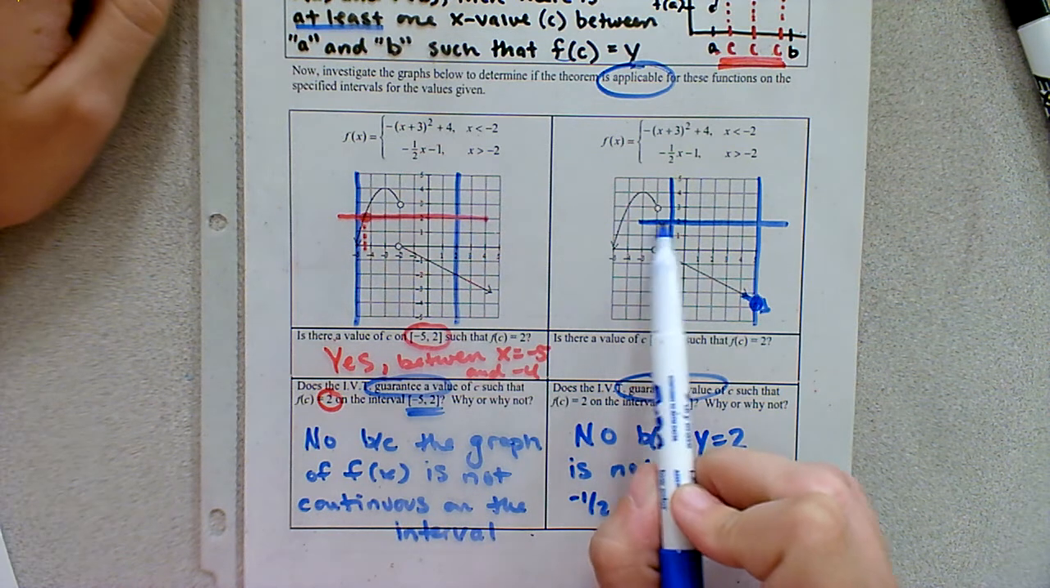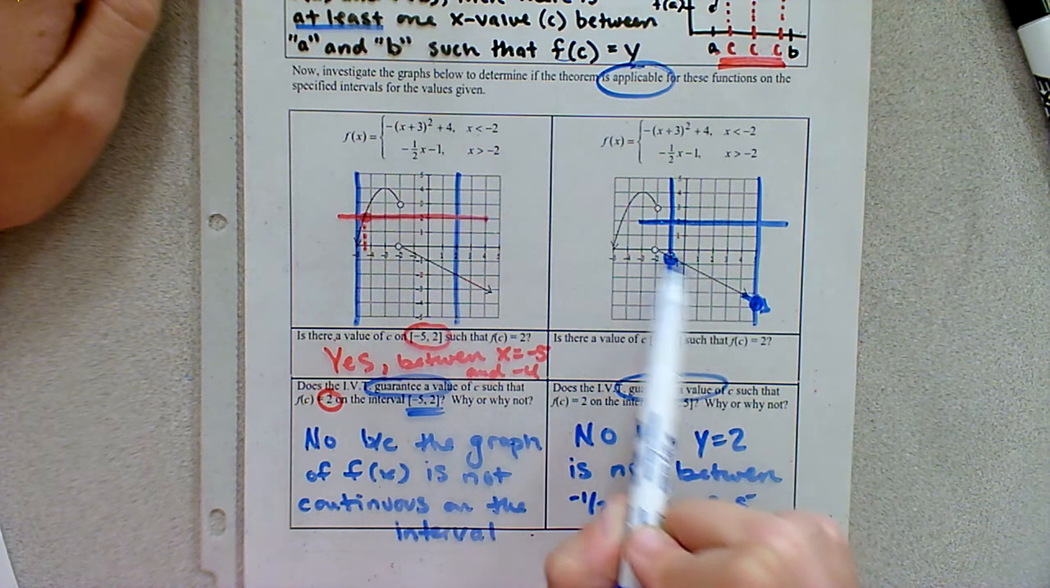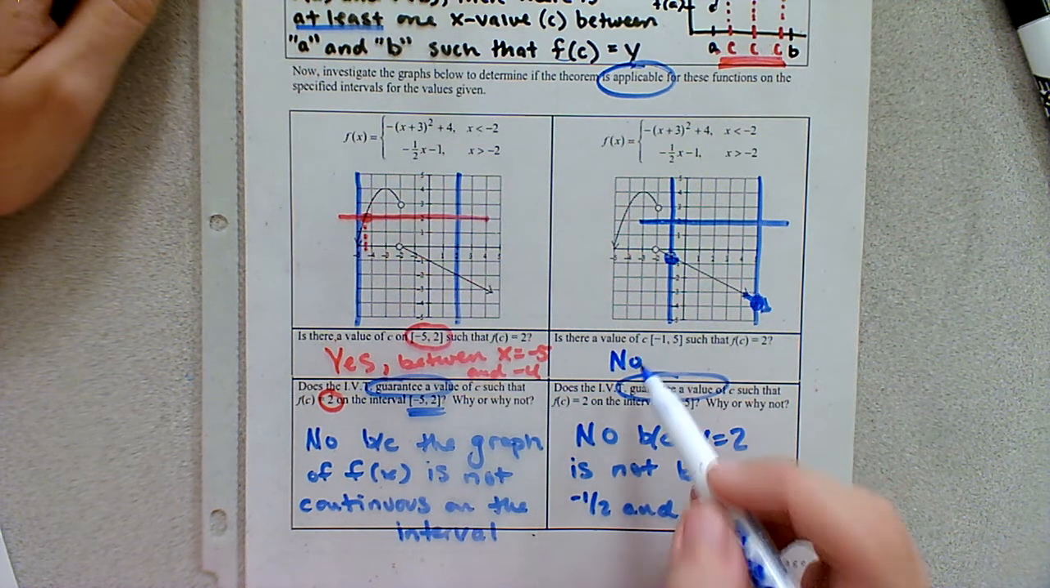If we take a look at where we drew that line of 2, though, clearly we are not touching the actual graph that we have on that interval. So in this case, there is no value that would work.